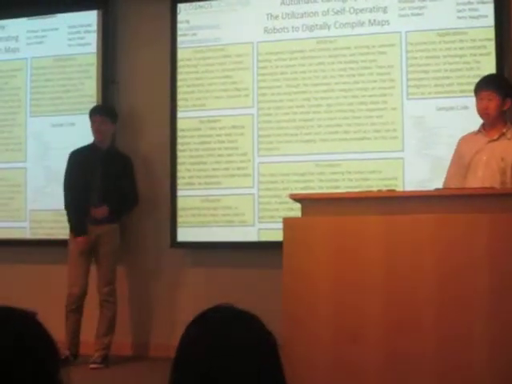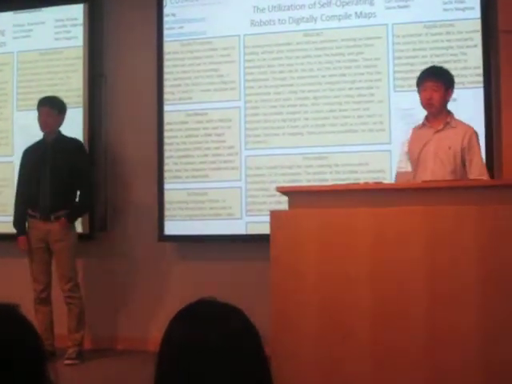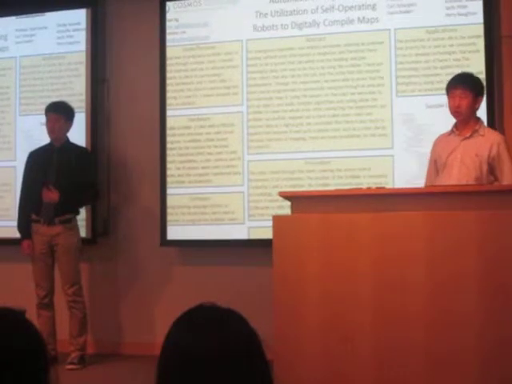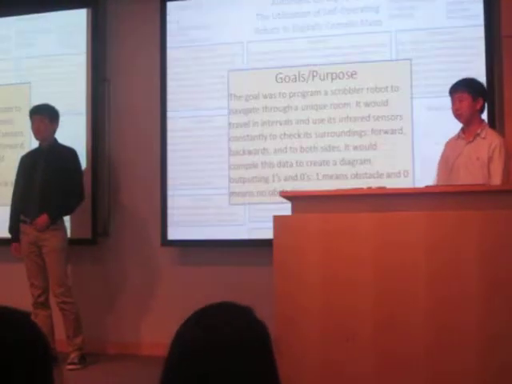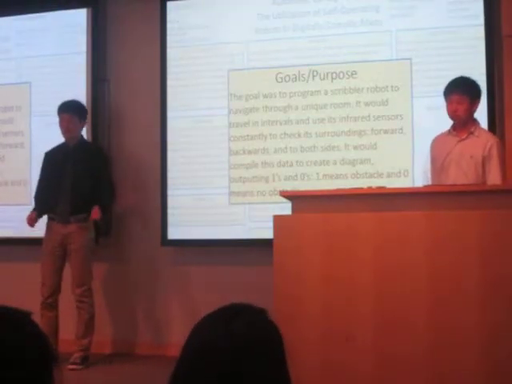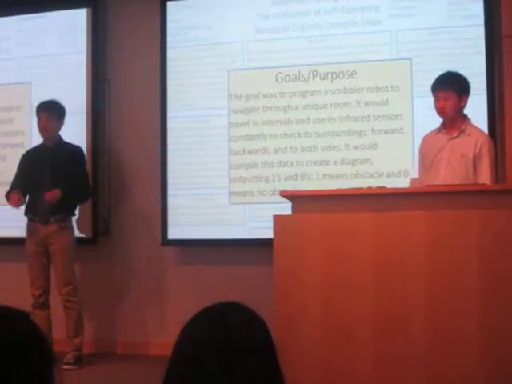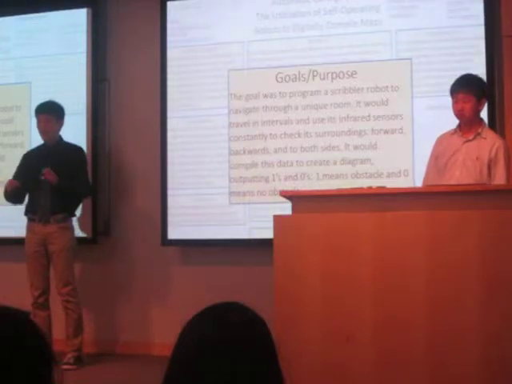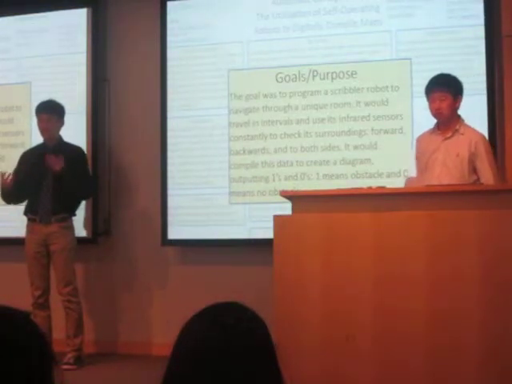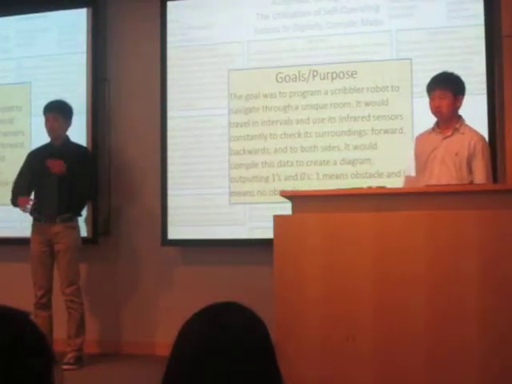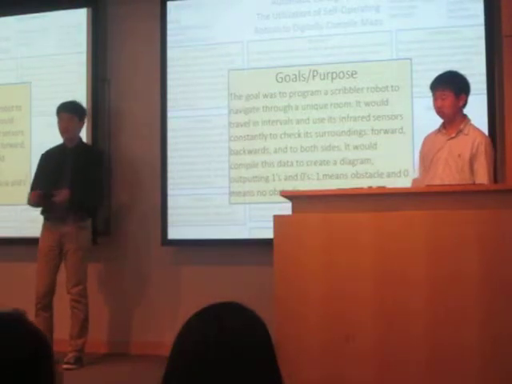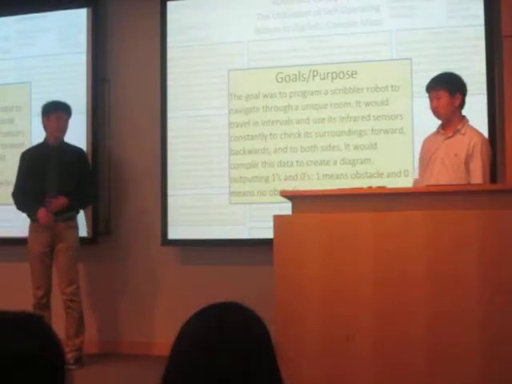Brian Ng. We did our project on automatic cartography, the utilization of self-operating robots to digitally compile maps. So our goal for this project was to program a Scribbler robot, as you've seen before, to self-navigate through any given room or area and, using sensors, pick up data, and using that data, convert it into some meaningful map or grid that you can see.